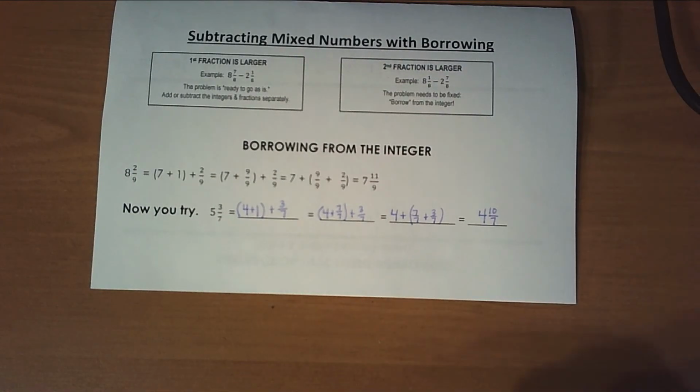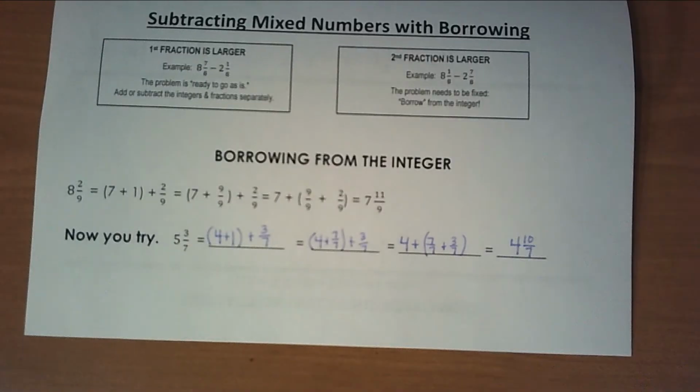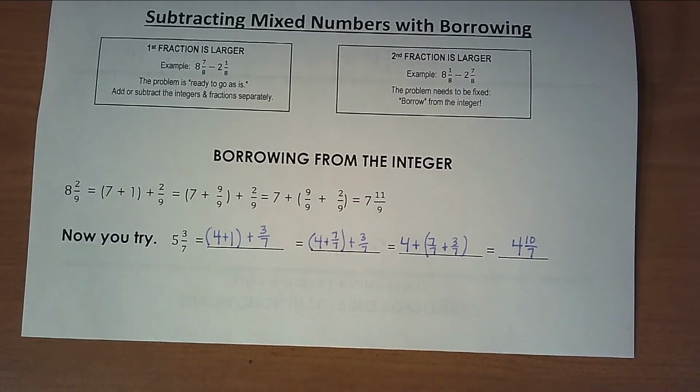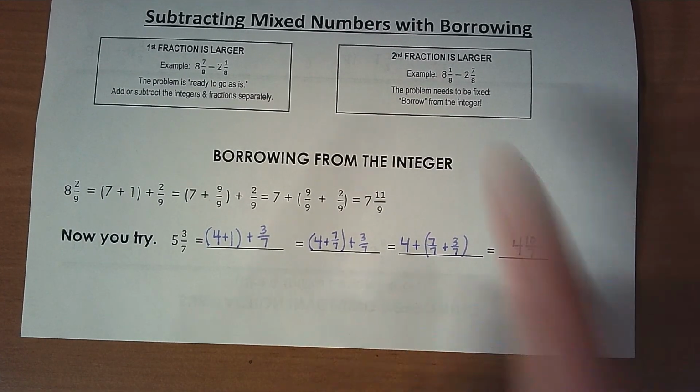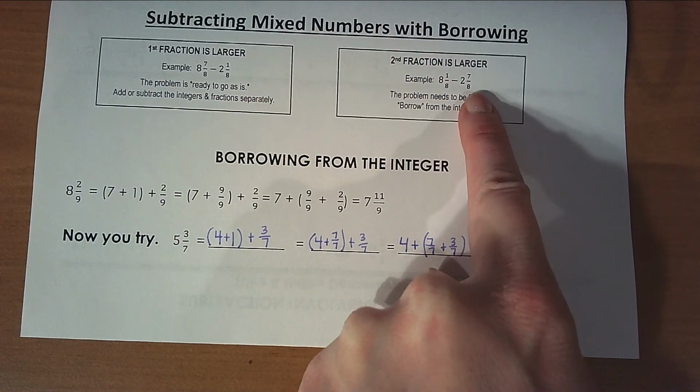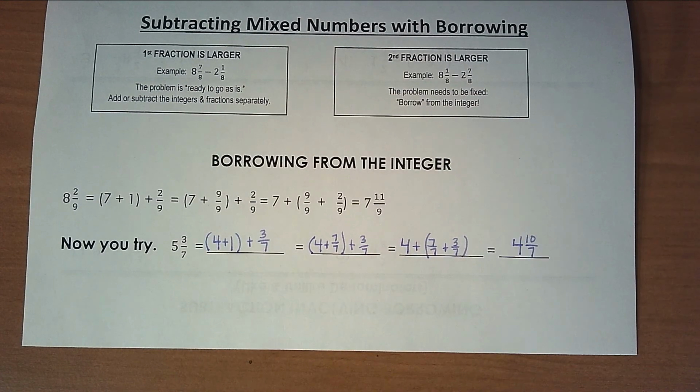And that's why we can borrow from a mixed number and make it into a whole number with an improper fraction, so that when the second fraction is the larger one, we can borrow and still do the subtraction that we need to and get the correct answer.